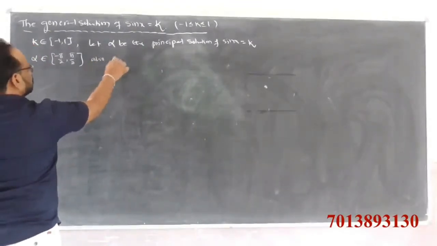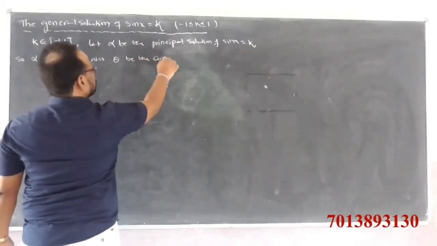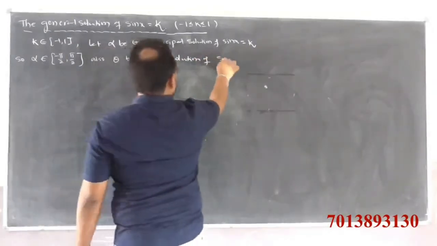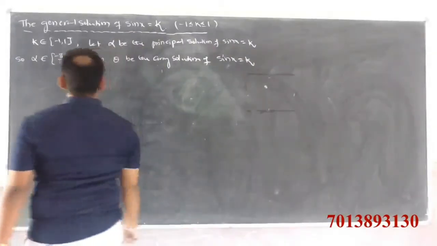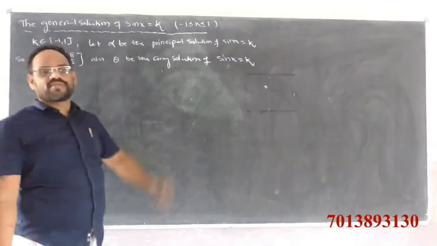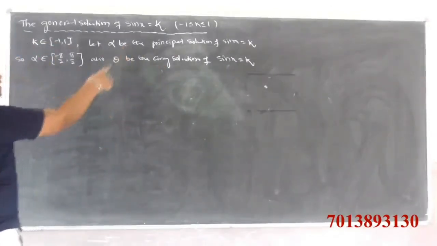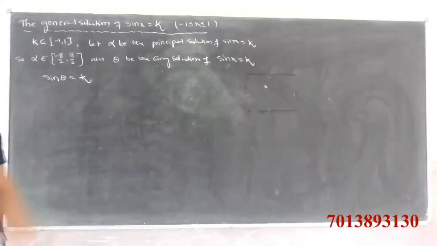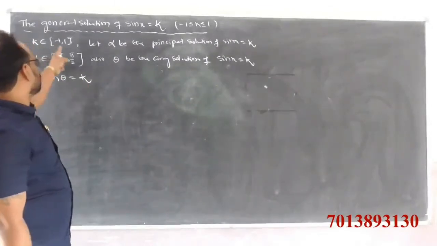Also, let theta be any solution of sin x equals k. Theta is any solution of the given trigonometric equation. That means theta being a solution of the given equation implies sin theta equals clearly k. Sin theta equals how much? k, so k belongs to minus 1 to plus 1.